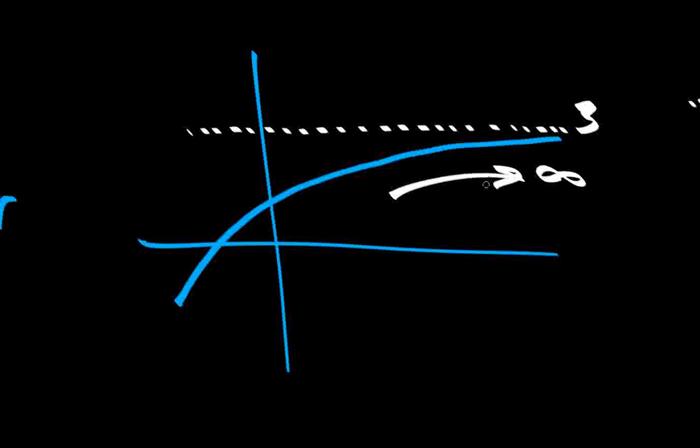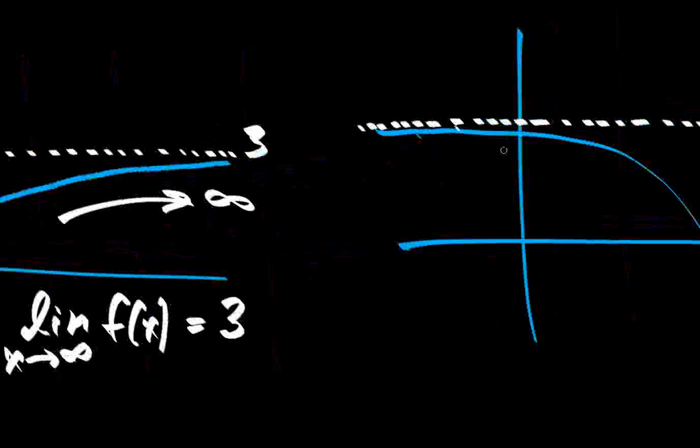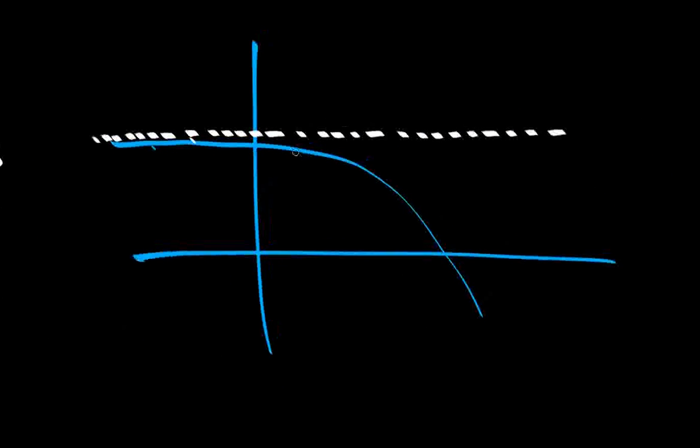Okay. So if I evaluate this function, f of x, as x approaches infinity, and when I plug in infinity, I actually get 3, then I can say, hey, there's a horizontal asymptote at 3, because as I go over to the right really far, it gets closer and closer to 3. That's pretty cool.